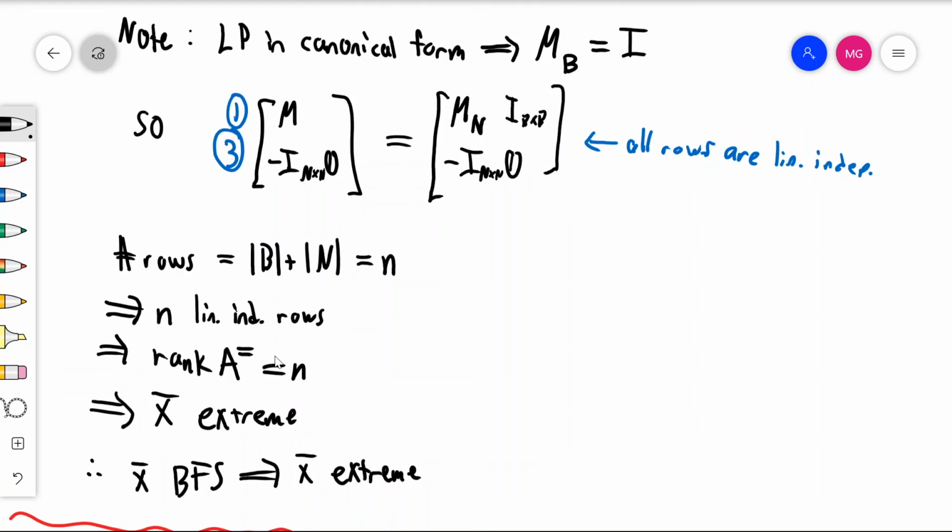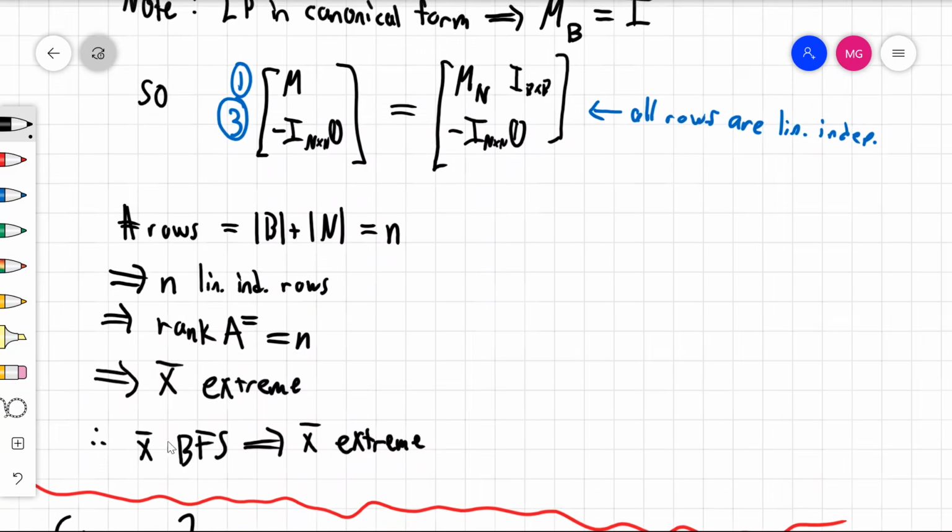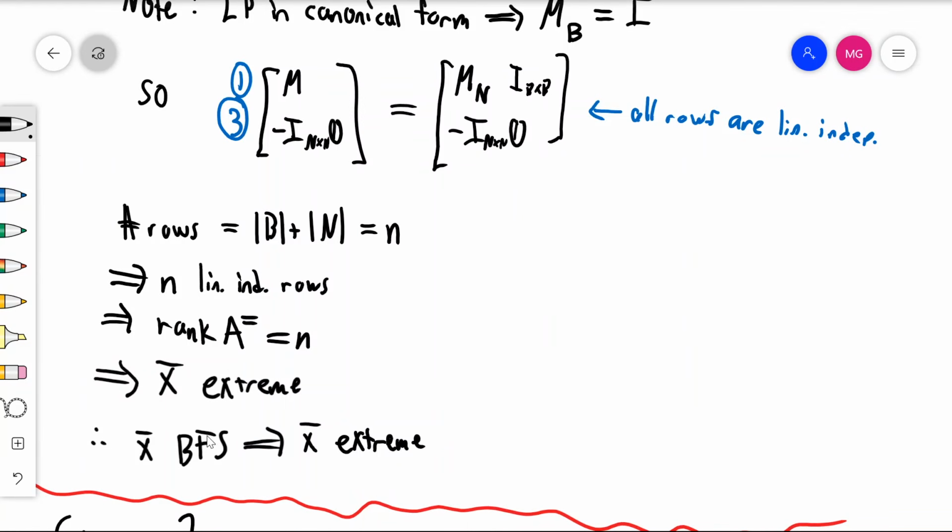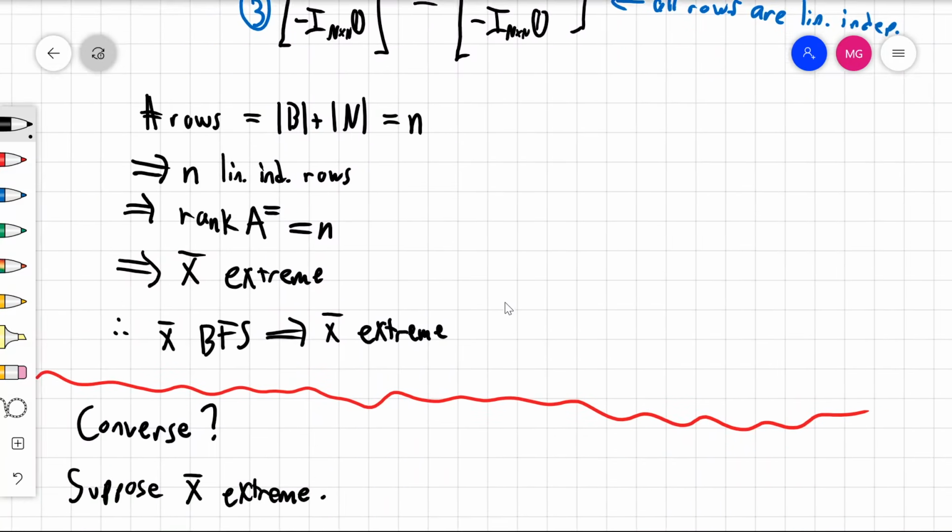So the rank of A equality is n, and that, as we've already shown, is equivalent with showing that x bar is an extreme point. And so there you go. What we've just shown is that if x bar is a basic feasible solution, then it's also an extreme point of the polyhedron.